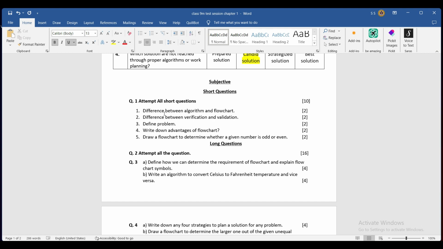It's very simple. An algorithm is basically a set of rules used for solving a problem, right? An algorithm takes some input, processes it, and then gives us some results. On the other hand, a flowchart is the graphical representation of that algorithm, right? A flowchart is the graphical representation of an algorithm.